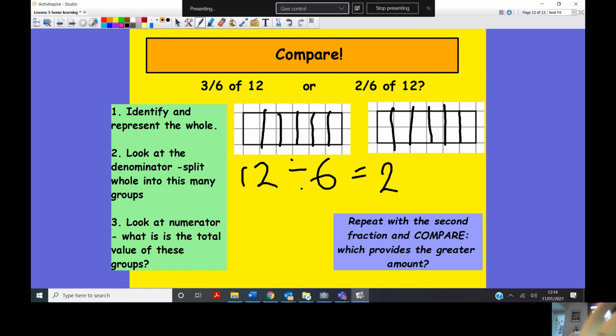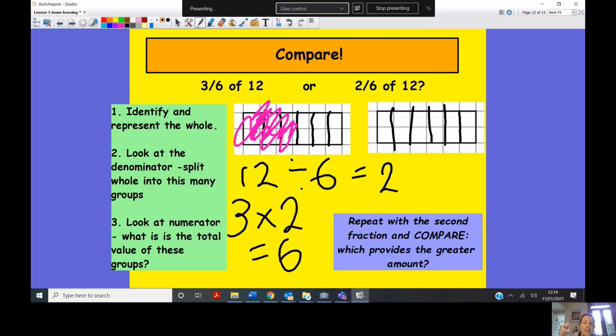So this first one is looking for 3/6, which means I'm looking for 3 equal groups. So I can shade in 3 equal groups here to help us. Or as well as another representation, I can multiply the amount in each equal group by the numerator, just like we were doing with fractions of amounts. See, it all comes together. 3 times 2 is equal to 6.